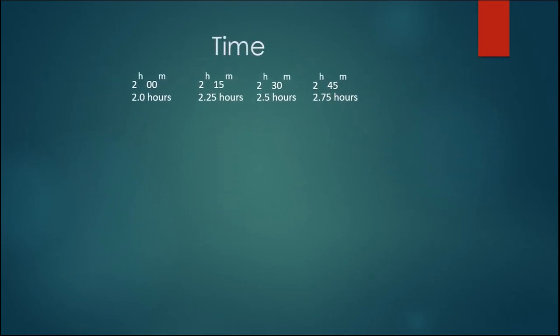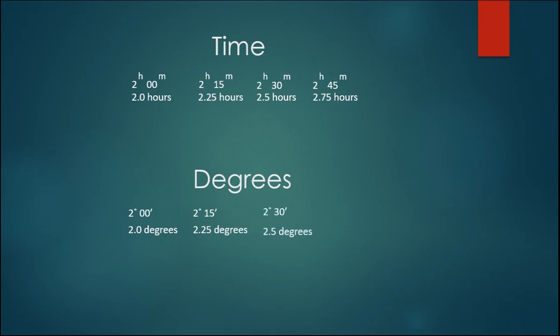Most people are familiar with these conversions, so let's use them to show how to convert degrees to decimals. Degrees are converted the same way as time because there are 60 minutes in 1 degree of arc. So 2 degrees 0 minutes would be converted to 2.0 degrees. 2 degrees 15 minutes would be converted to 2.25 degrees. 2 degrees 30 minutes would be converted to 2.5 degrees. And 2 degrees 45 minutes would be converted to 2.75 degrees.